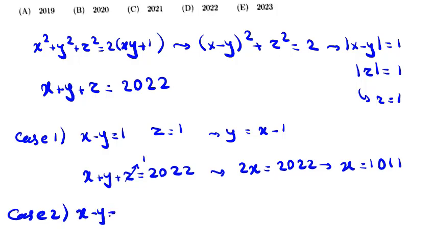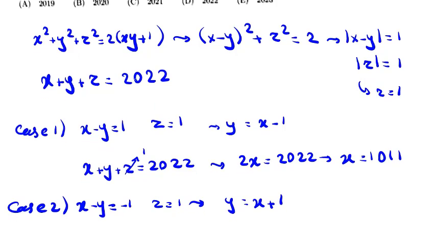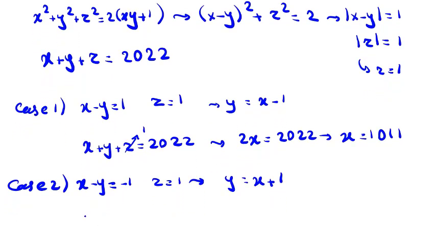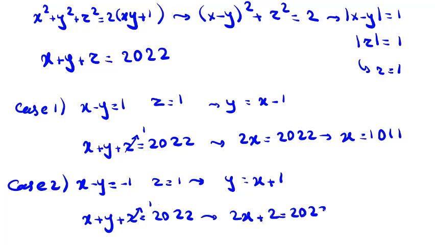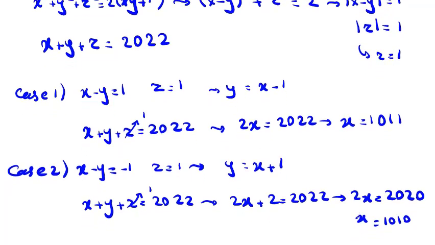x minus y is negative 1, z is 1. So we can conclude y is what? Take it here: y is x plus 1. Now you use again the second equality. You say x plus y plus z equals 22. z is 1, y is x plus 1. So you can say, okay, 2x plus 1 plus 1 plus... is 22. So 2x is 20, so x is 10. So one root is this, one root is this.